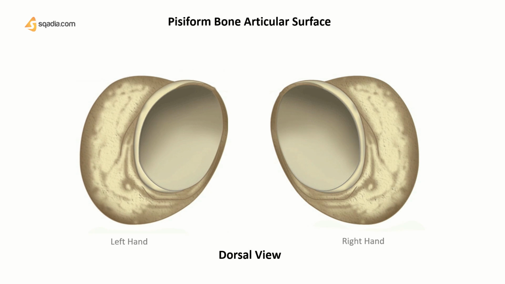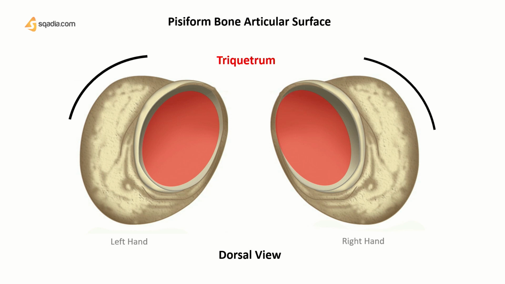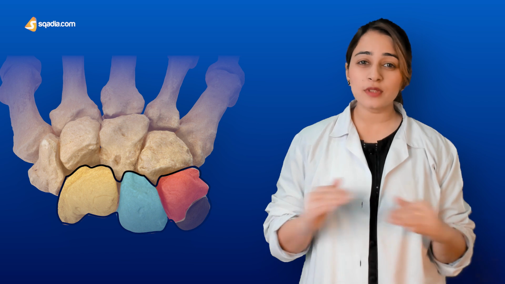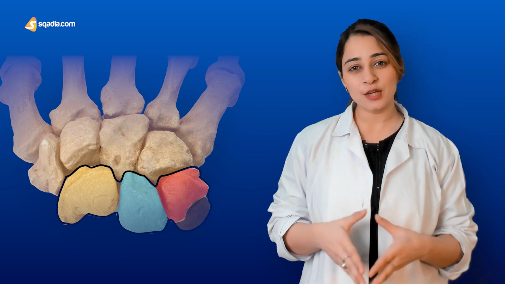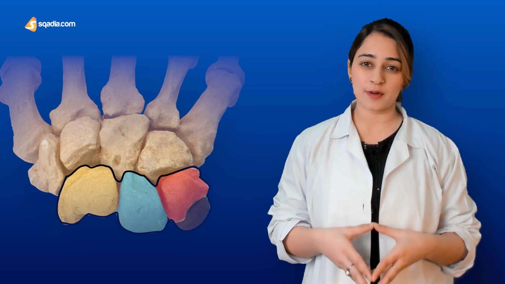Its dorsal surface is faceted and articulates with the ventral surface of the triquetral bone and extends anteriorly to form the bump that can be felt at the medial base of the hand. In contrast to the other carpal bones, the pisiform bone is not involved in performing any movements of the wrist. Up till now, we have discussed all the bones of the proximal row in detail, which are the scaphoid, lunate, triquetrum, and pisiform.